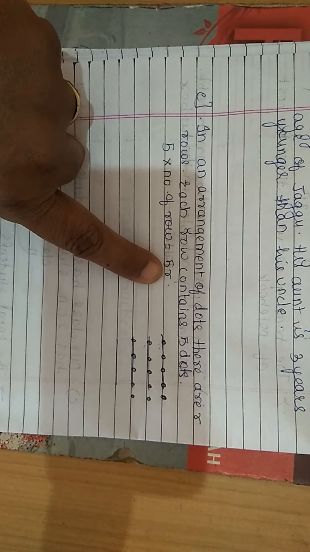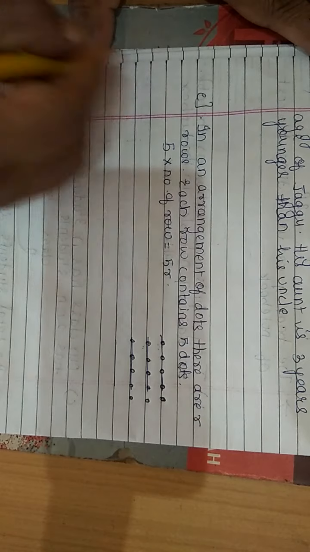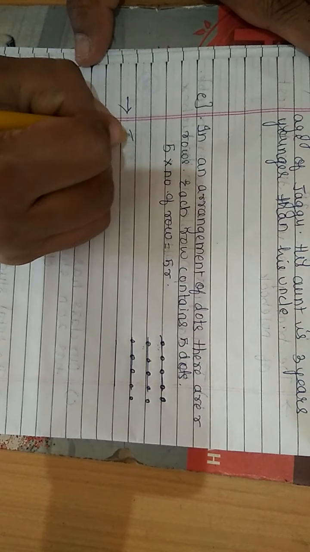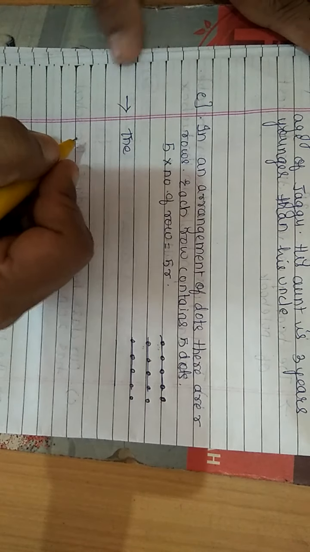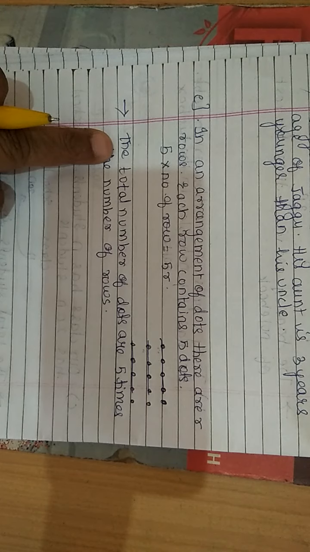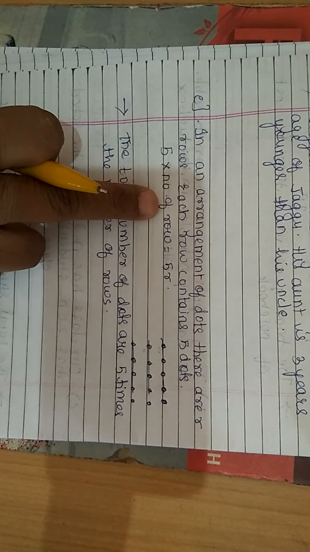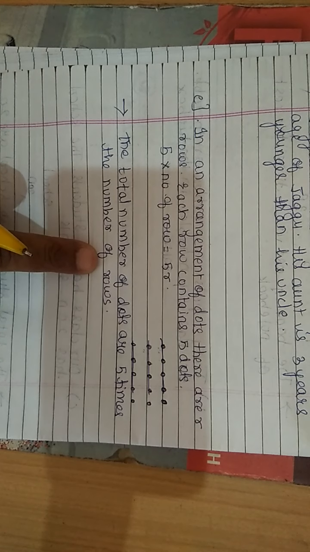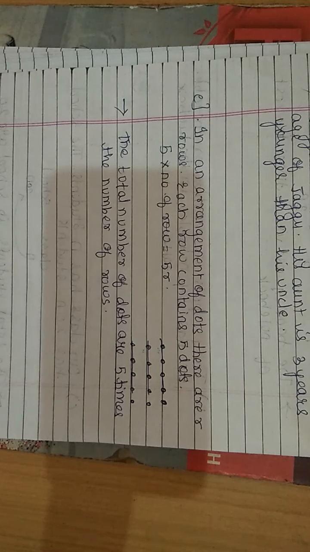But what is this 5R, children? Total number of dots. So we will write here in ordinary language, children, the total number of dots are 5 times the number of rows. Our ordinary statement will be, children, the total number of dots are 5 times the number of rows. Okay children, with this we have completed question number 2. Question number 3 of exercise 11.3 we will see in the next video.